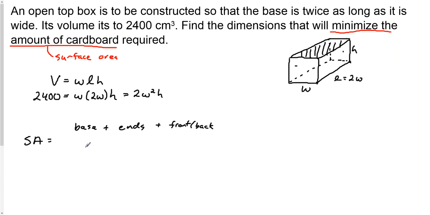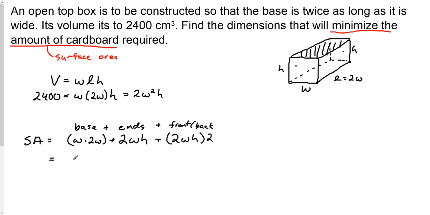So our base is just going to be length times width, since it's a rectangle, so w times 2w. Our ends are both going to be width by height, so w times h, and of course we have 2 of them, 1 on each end, so we'll multiply that by 2. And our front and our back both have dimensions 2w times h, but again we have 2 of them, so we're going to multiply that by 2 as well.